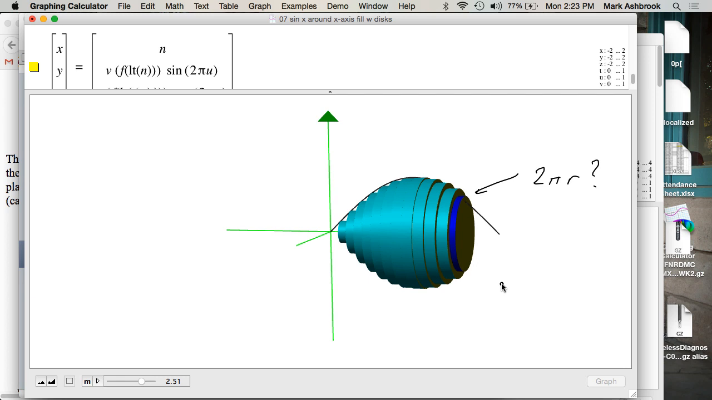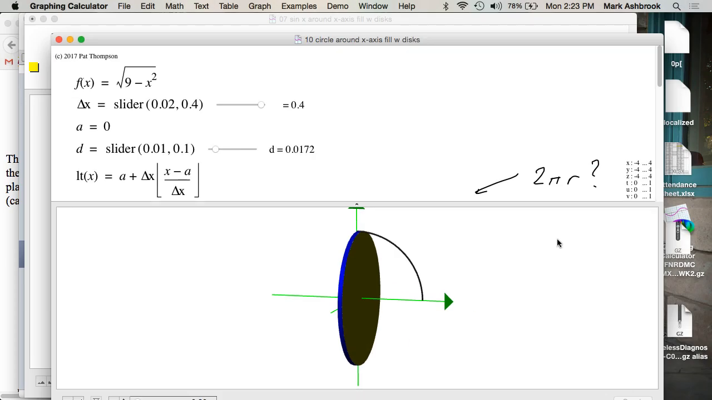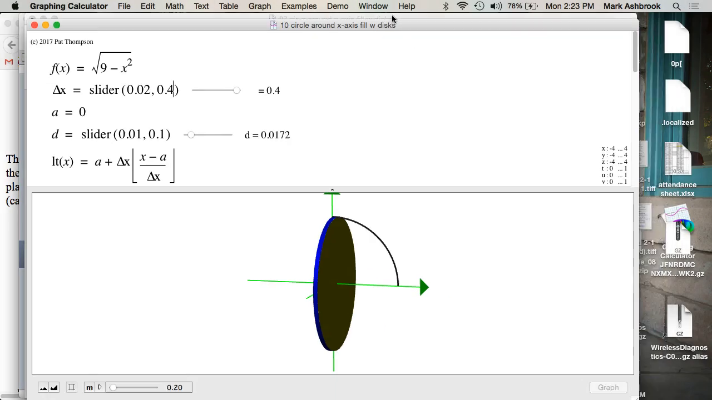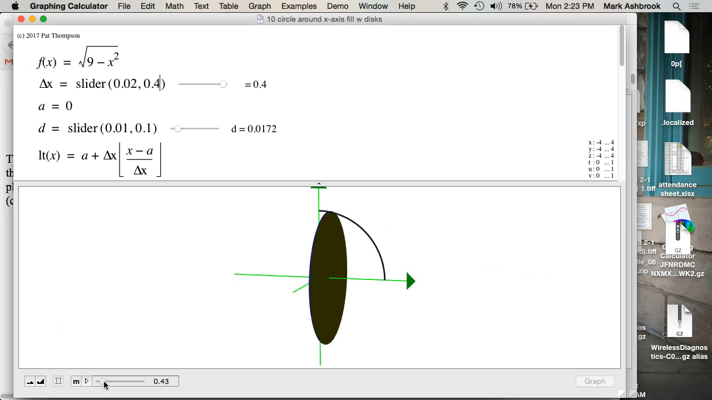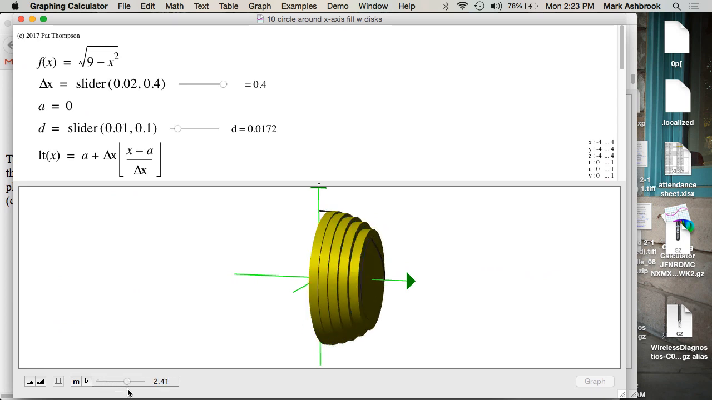So let's actually try this with something that we know the surface area of and see if it's right. Instead of doing sine x, where we have no idea what the surface area of the generated solid is, let's do a sphere generated by a circle. This is the circle with radius 3, so the function is the square root of 9 minus x squared, up here.